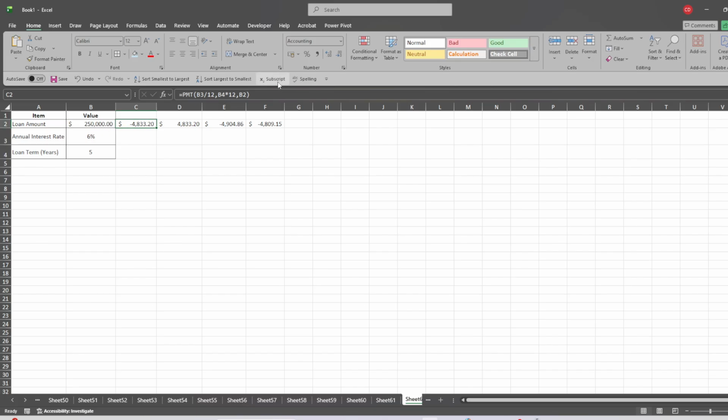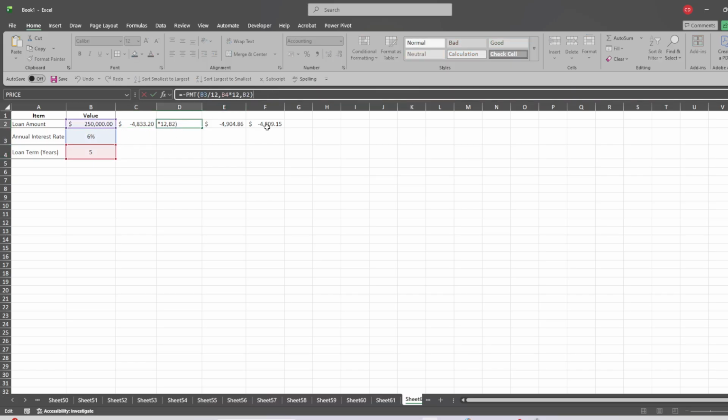If you want the payment to display as a positive value instead, simply add a minus sign before the formula. So you would enter =-PMT(B3/12, B4*12, B2). This gives you the same payment amount, just shown as a positive number, which is often easier to read in reports.